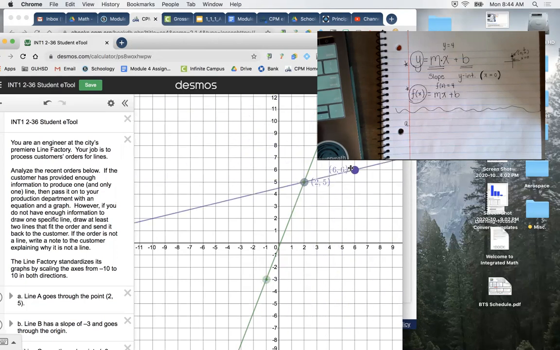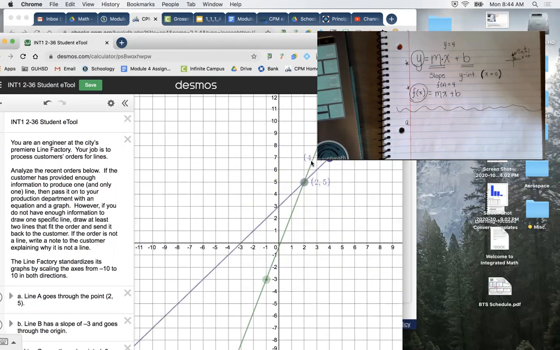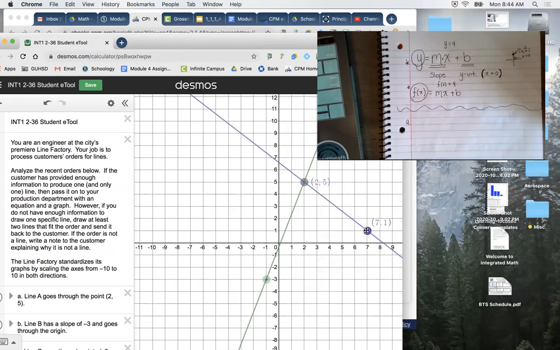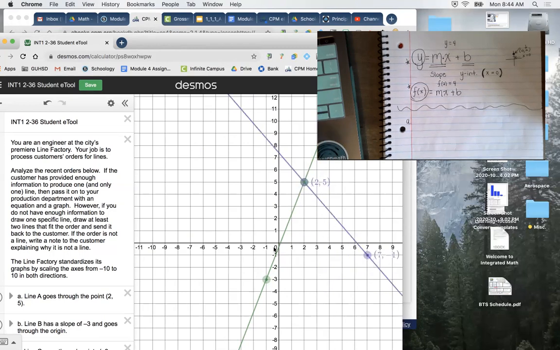Actually, all of these lines work. Now that I'm looking at it, if they only give you 1 point, then all of these different lines with different slopes could work for this line. Okay, so in this one, we don't have one specific line. So I'm going to write the equation for 2 different lines, they said.